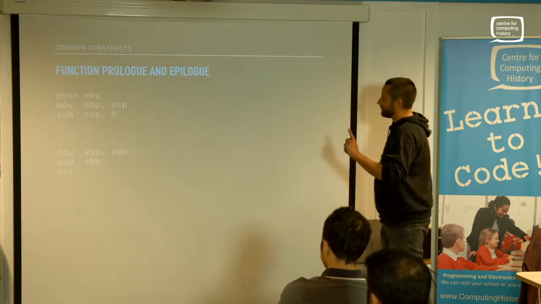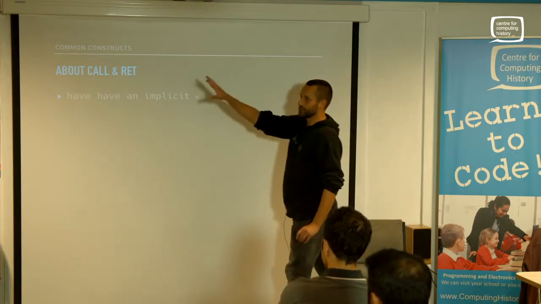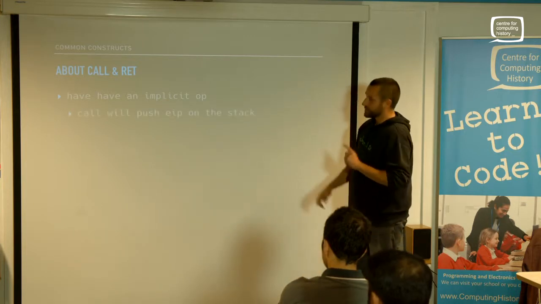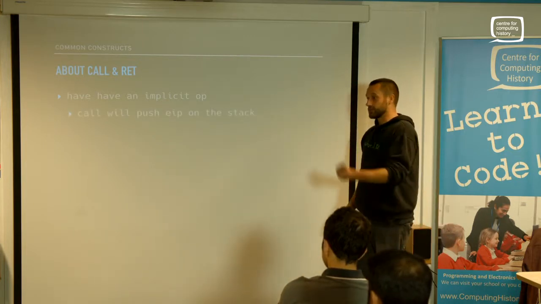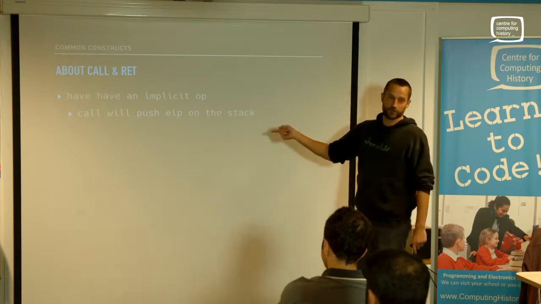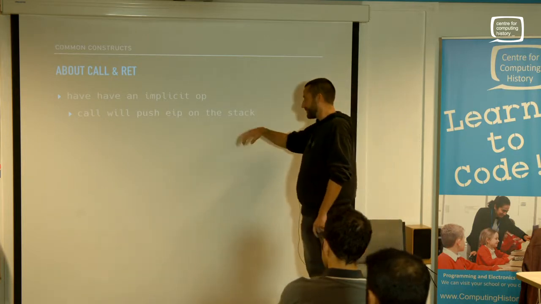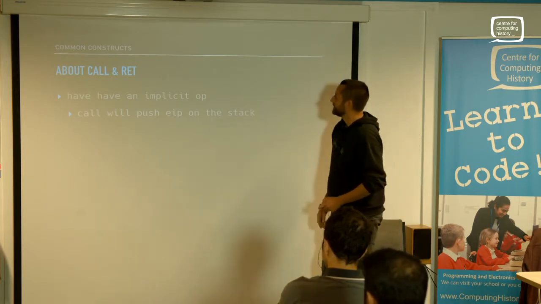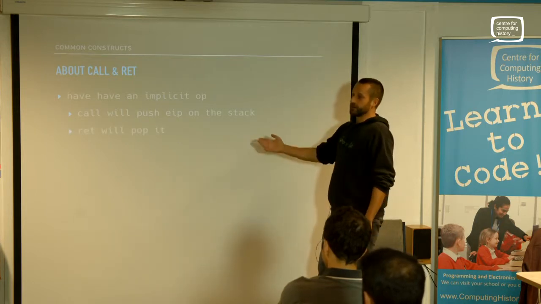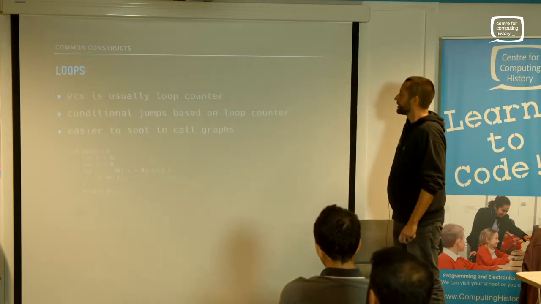But the thing is, call and return have implicit ops. They don't just call something and then come back. Call will also push the instruction pointer onto the stack just before EBP. Which is why you can overwrite the instruction pointer with the stack overflow, because it sits below the base pointer. And then obviously return will also pop it, but they're implied by the operations. You don't actually see the push and pops.